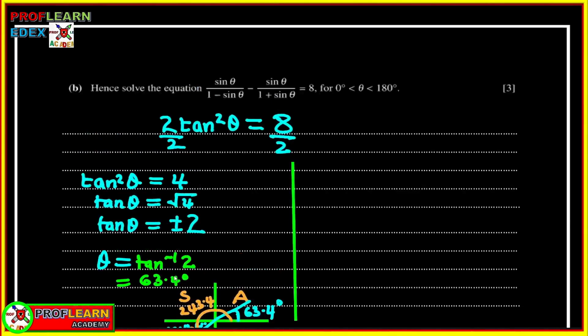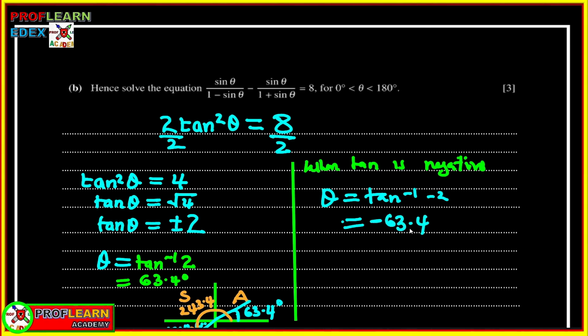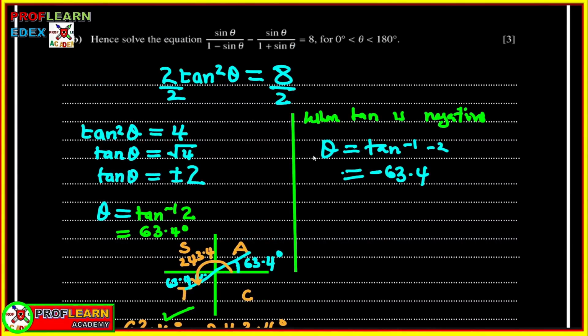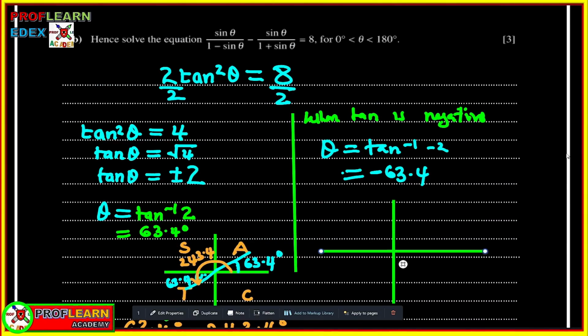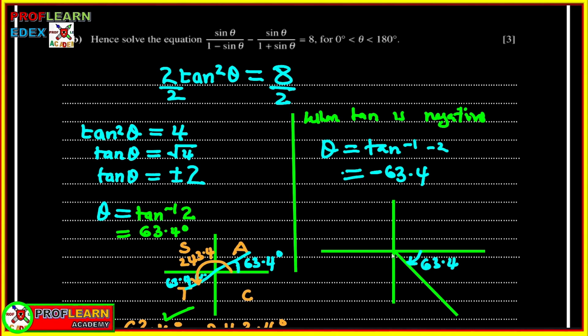Then we're going to move now to the next bit. The next bit, where we have tan negative, that is in which quadrant? That's going to be in the second quadrant and in the fourth quadrant. So that's going to be tan inverse of negative 2, and that's going to be negative 63.4. So meaning this angle is measured in the clockwise direction. If you draw that, it's going to be below the x-axis, like that.